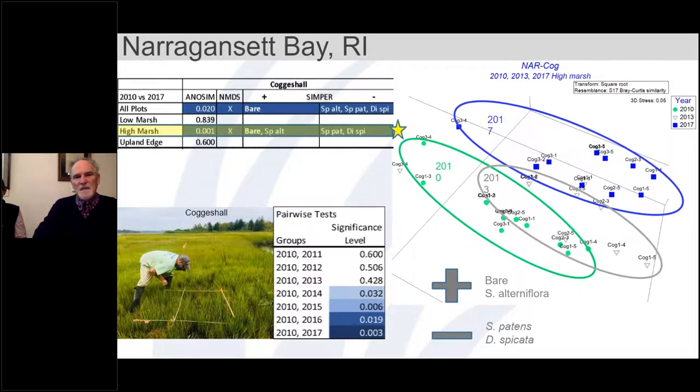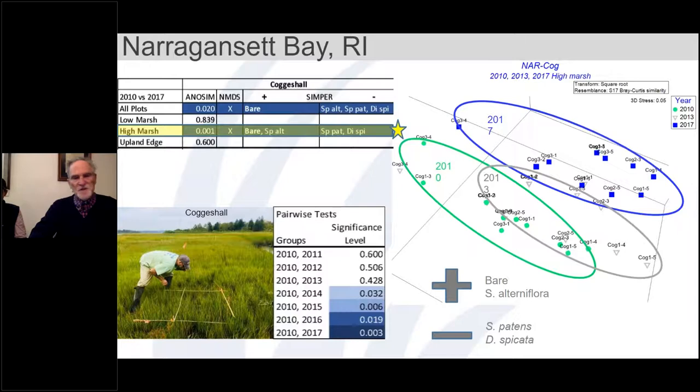And if you look at the non-metric multidimensional scaling, it shows a two-dimensional graph of all of those data from 2010 to 2013 and 2017. We skipped the other years in between just to get the idea that it's really unidirectional. It's going from the lower left to the upper right with more bare and Alterniflora in the high marsh and less patens and less Distichlis spicata in the high marsh.